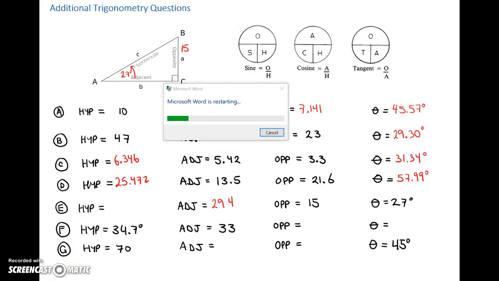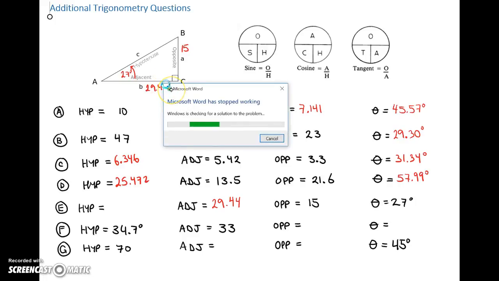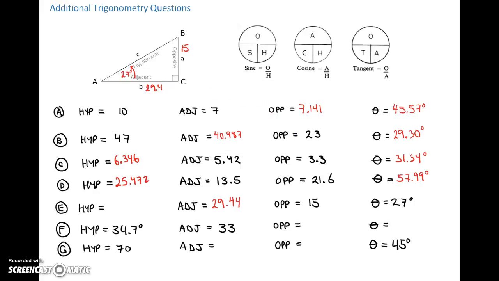Hang on for a minute, guys. It's dying here. I'll be back in 2 seconds. Okay, so we had 29.44 for that value. Sometimes if I have too many things open, then this crashes. I usually use OneNote, but I've been having to go back to Word. But Word crashes every once in a while when I'm drawing on it. All right, let's see. That gives us an adjacent of 29.44. Holy, not a good day. Hang on.